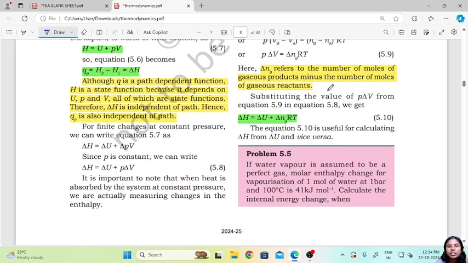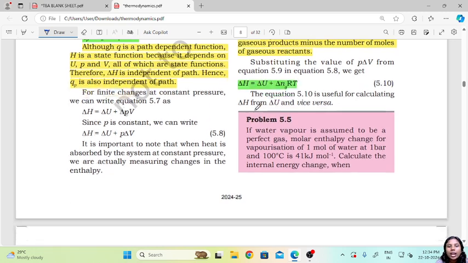Now substituting the value of P delta V from equation 5.9 into equation 5.8, we get delta H equals what? The PV term we have found a value for, that is delta nG RT. So our new enthalpy equation changes to delta H equals delta U plus delta nG RT.